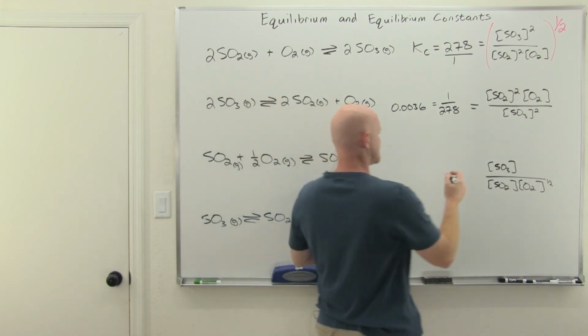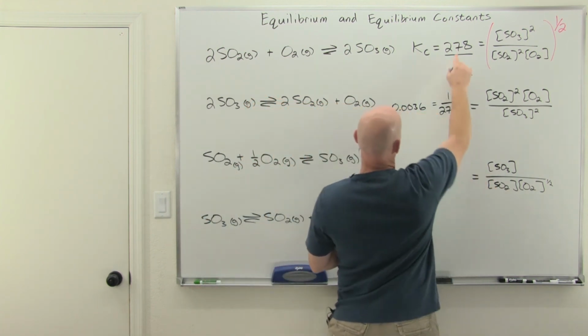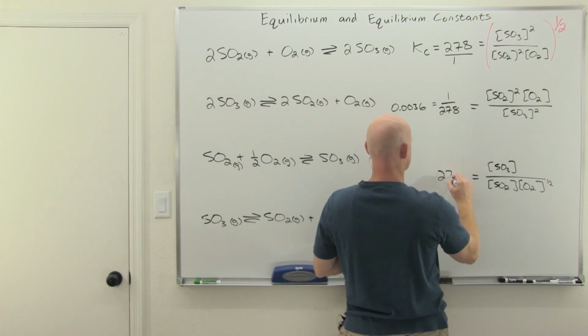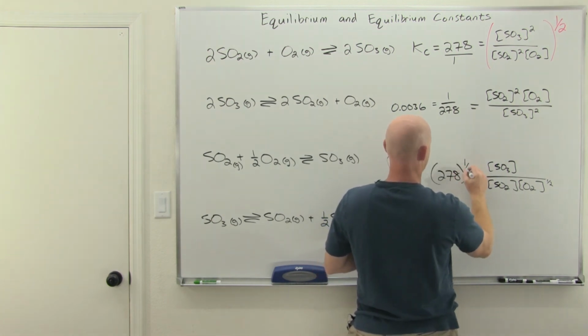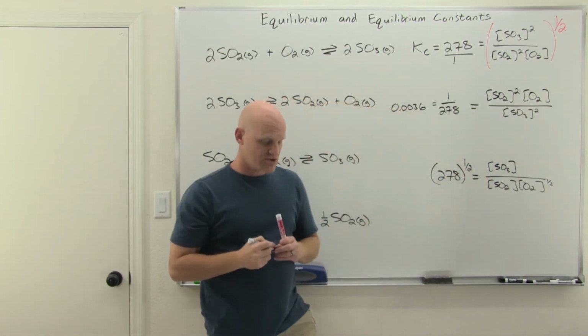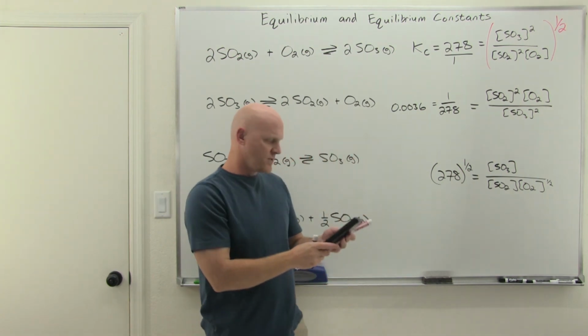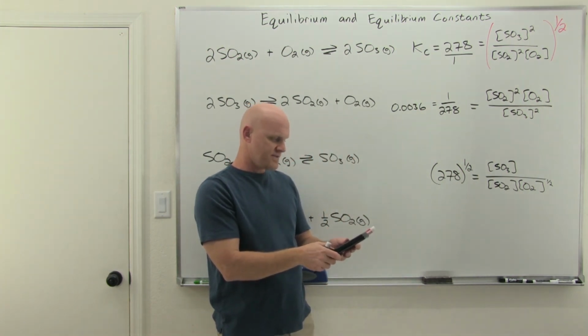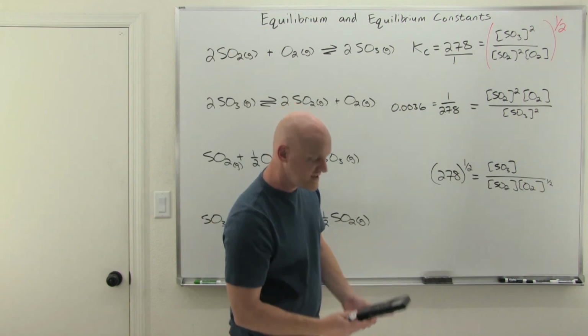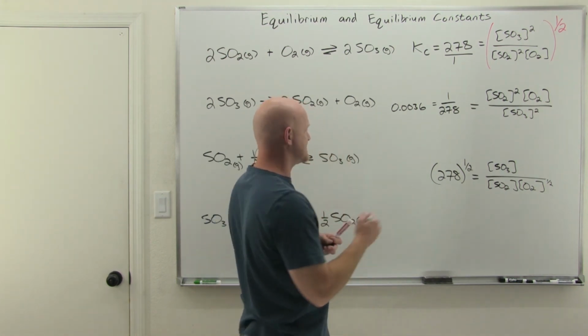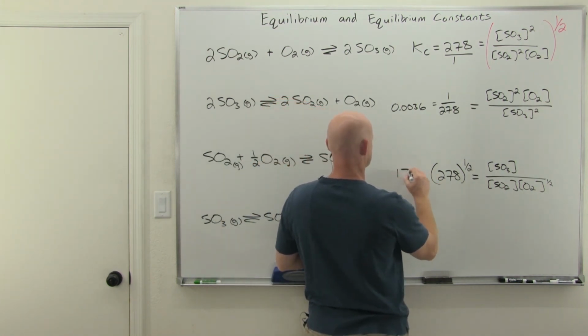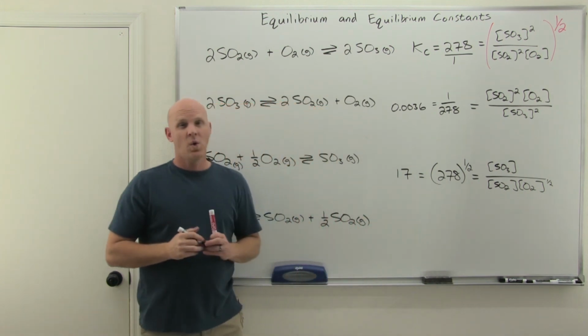And so in this case, this is going to equal not 278, but 278 to the 1/2 power, the square root of 278. And if we plug that into our calculator, the square root of 278 is 16.67. I'll just round that to 17. Cool, so that's how that works.